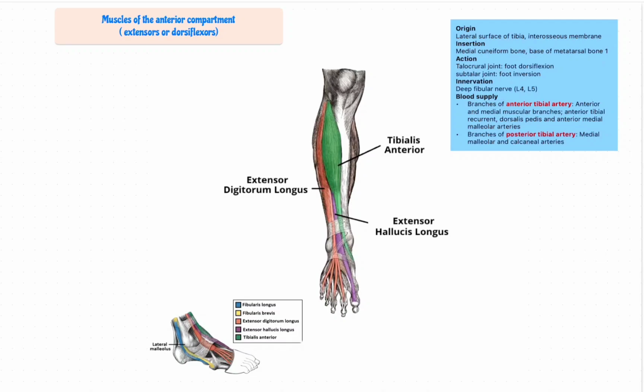Talking about the first, which is the tibialis anterior, it originates from the lateral surface of the tibia and the interosseous membrane, inserting in the medial cuneiform bone and the base of the first metatarsal bone. This origin and insertion helps for the action, which is foot dorsiflexion and foot inversion. The muscle is supplied by the deep fibular nerve and by the anterior tibial artery branches, and also to a lesser extent the posterior tibial artery branches.